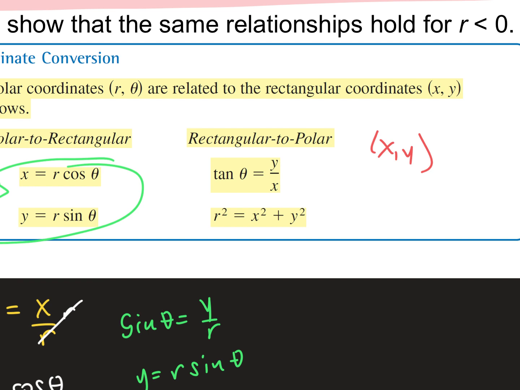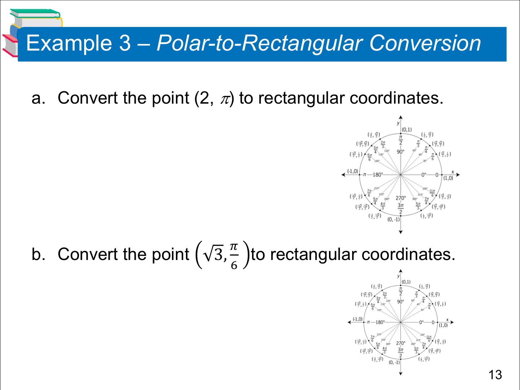We're going to do like 8 examples, and then you're going to be like, oh, okay, this isn't bad. So let's look at this. Most of the time, it'll tell you to convert from one to the other. Sometimes it'll just say convert, so you have to know what you're looking at.